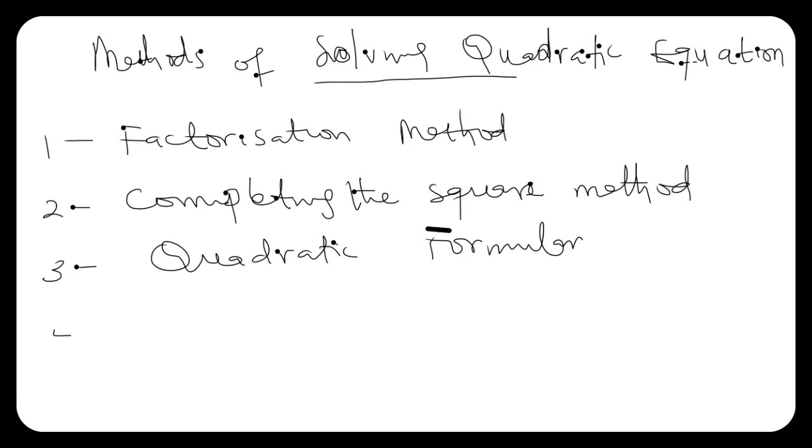And the fourth method is the graphical method, the use of a graph. So these are the four methods you can use to determine the roots of a quadratic equation. These are the four methods you can use to determine the values of the unknown in your quadratic equation.